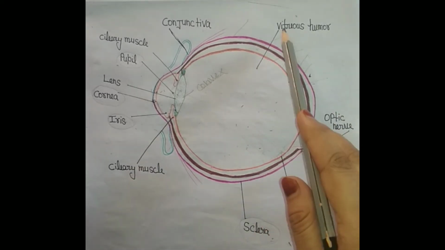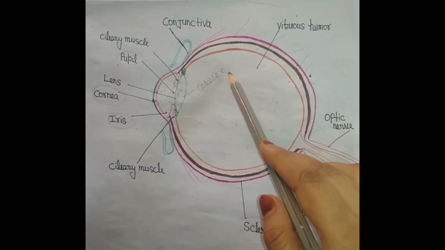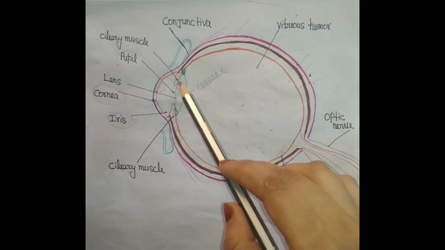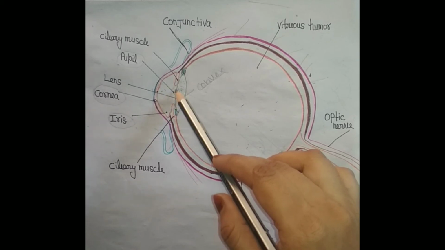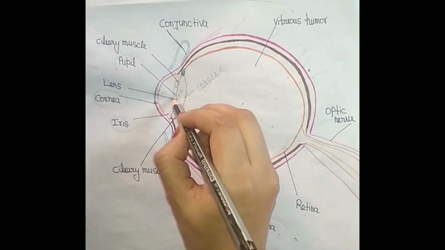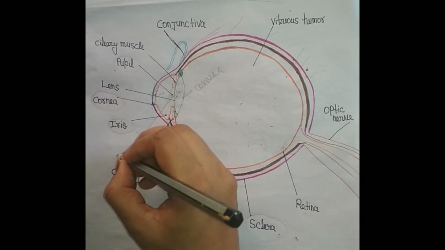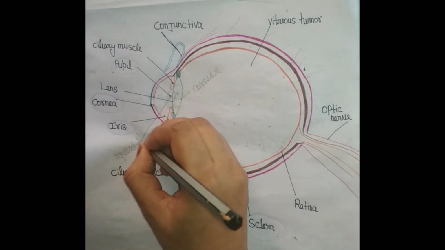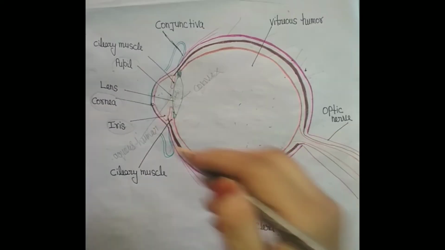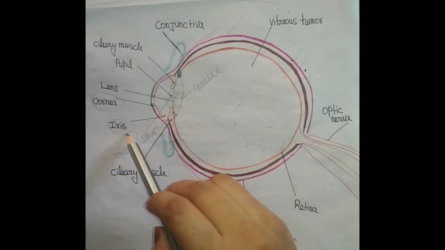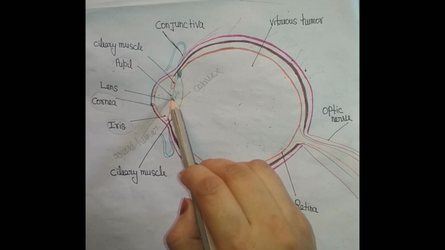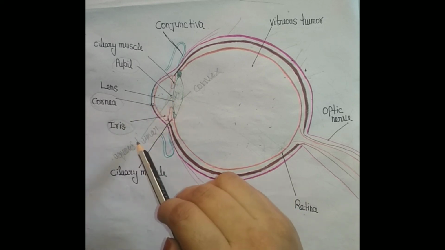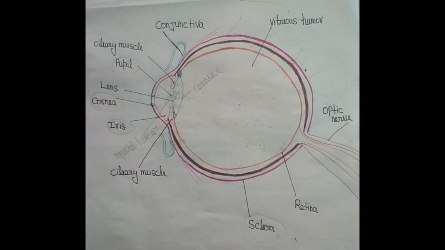And finally there is the vitreous humor. It is the watery part that protects our eyes, and there is another liquid part of our eye called the aqueous humor. It is located between the iris and the lens. It is soft, keeps the lens transparent, and protects the eye from injury. So that is the structure of our eye.